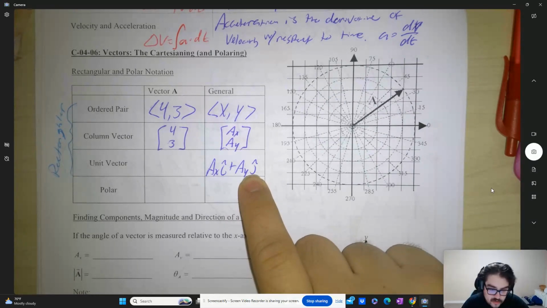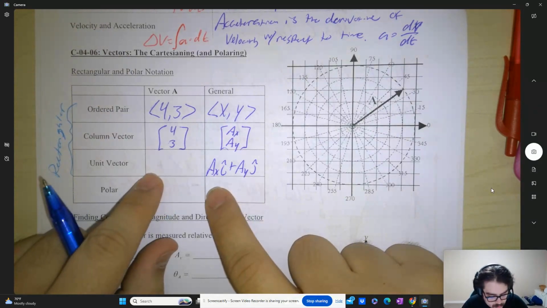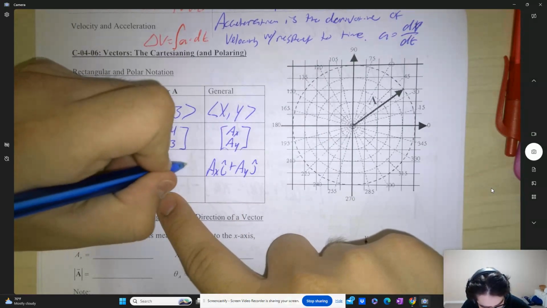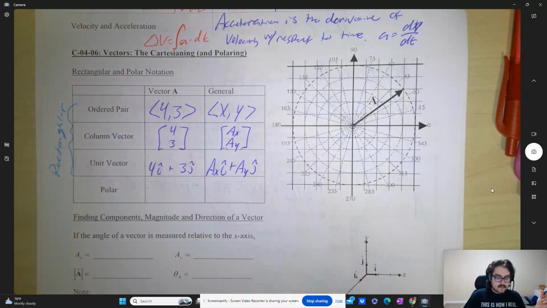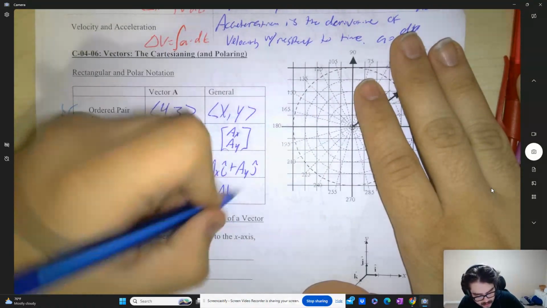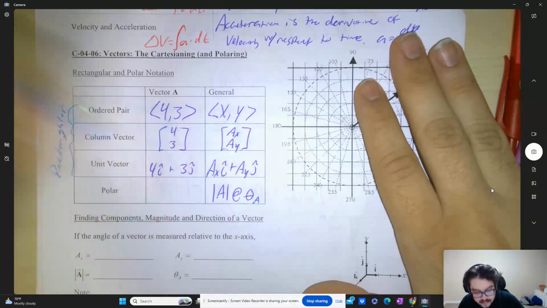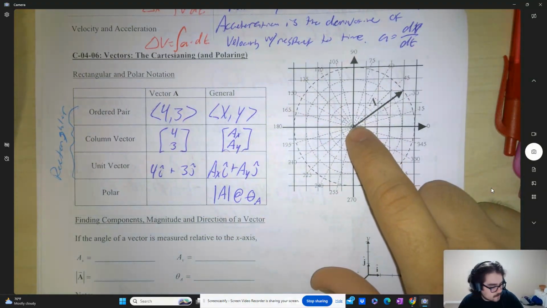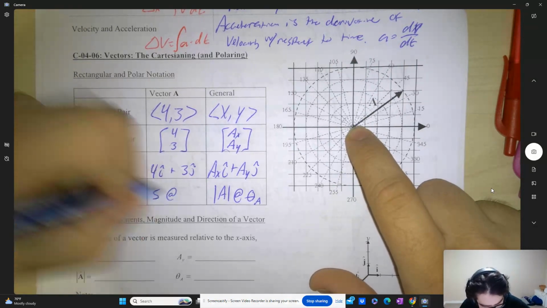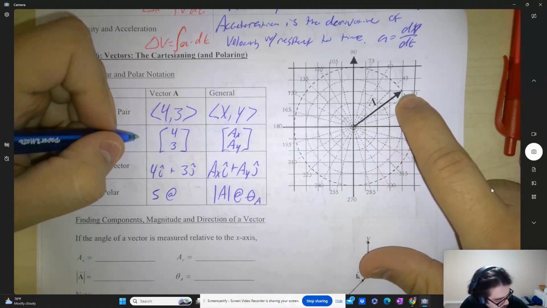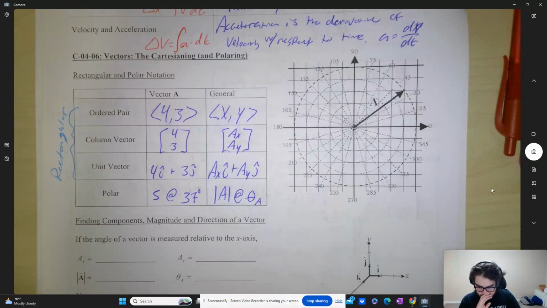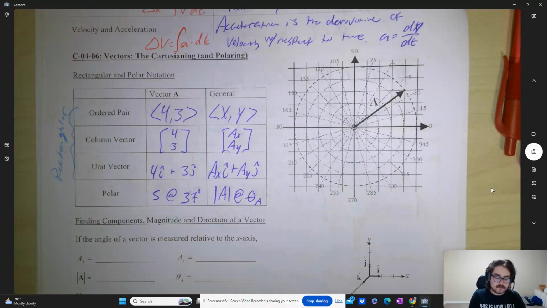I'll explain more about unit vectors in a little bit. But you would do a sub x I hat, so that's going to be 4 I hat plus 3 j hat. And then polar, the way that you represent polar is the magnitude of the vector at the angle of the vector. In this case, it's a Pythagorean triple, so the magnitude is 5. At what angle? It's about 37 degrees. And that's polar notation for you.